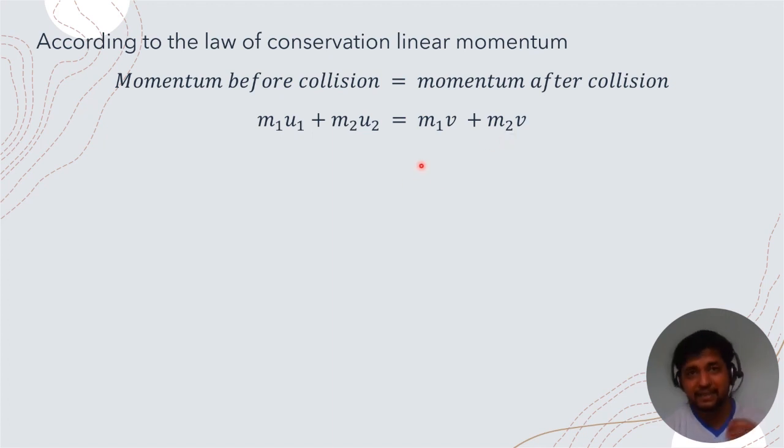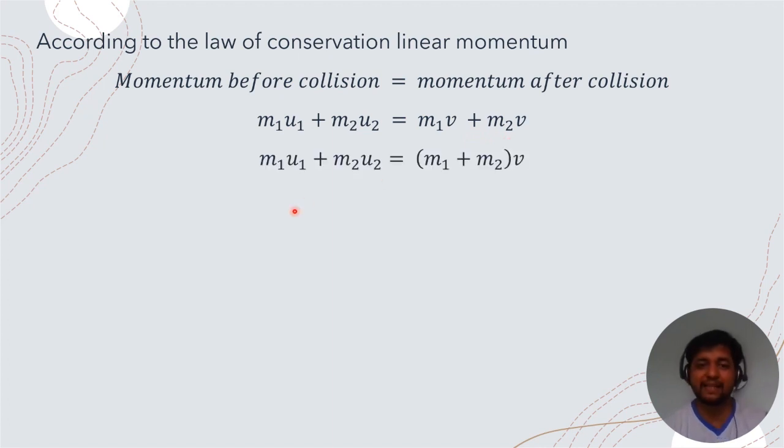But this is an example of inelastic collision. So the velocity of the two objects after collision is the same, so we can say that m1 u1 plus m2 u2 is equal to (m1 plus m2) into v. So this v is nothing but their final velocity.